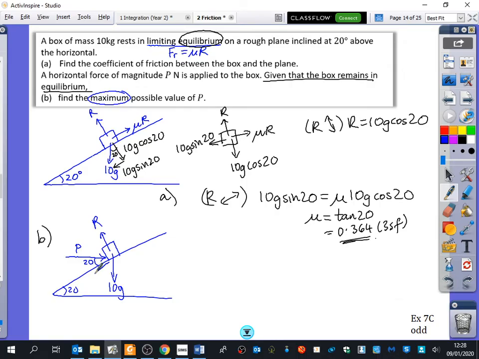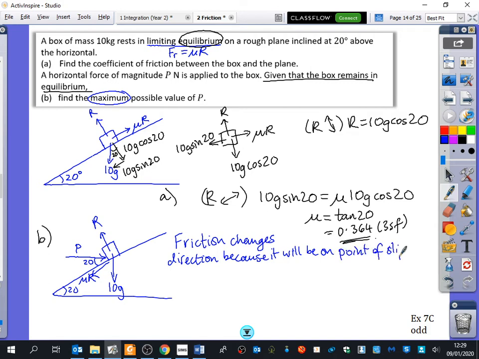So you need to say to yourself, if it's going to start moving up the slope, then there's definitely going to be, and it's hard to add this onto the diagram, the friction going down the slope. So you need to make sure that you've written friction. You don't have to write this down in the exam, but for your notes, friction changes direction because it will be on the point of slipping up. Previously, it was on the point of slipping down. It's now on the point of slipping up.